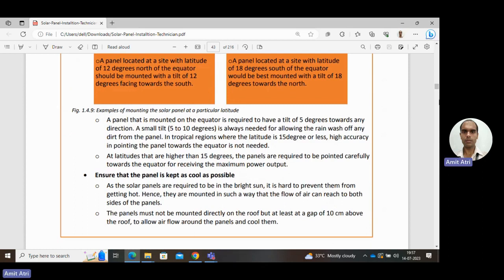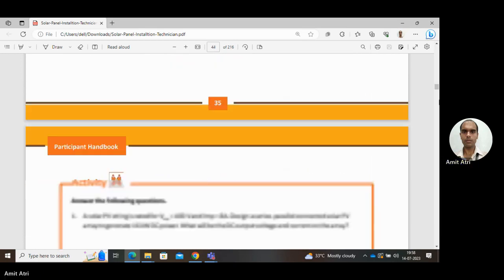The next factor for obtaining maximum electricity is to ensure that the panel is kept as cool as possible, because temperature inversely affects electricity production. Because the sun is hot and in a rooftop installation, if we have just kept it on the roof with no air gap, then the temperature will increase. So the panels must not be mounted directly on the roof, but at least a gap of 10 centimeters should be given between the roof and the panel. That will allow airflow and reduce the temperature of the solar panel.